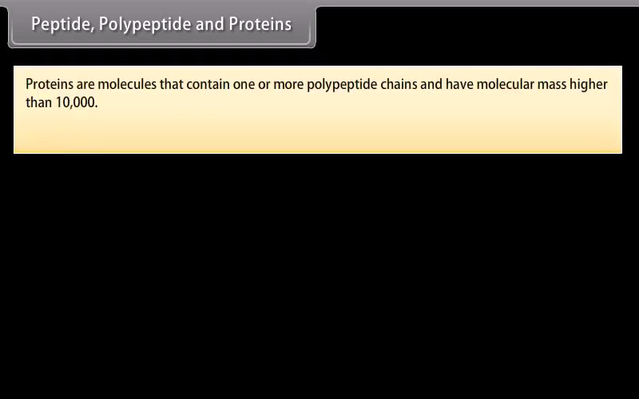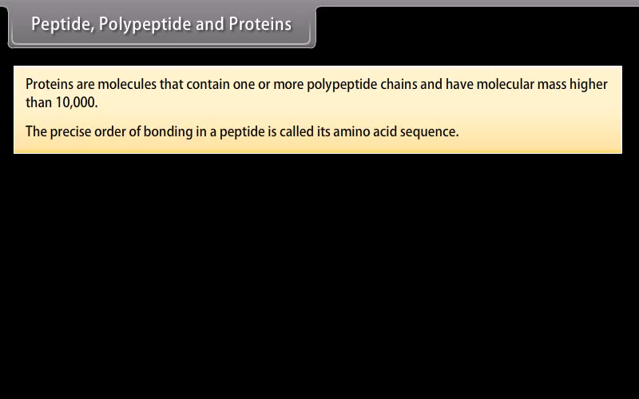Proteins are molecules that contain one or more polypeptide chains and have a molecular mass higher than 10,000. The precise order of bonding in a peptide is called its amino acid sequence. The amino acid sequence is specified by using three-letter abbreviations for the respective amino acids, connected by hyphens.